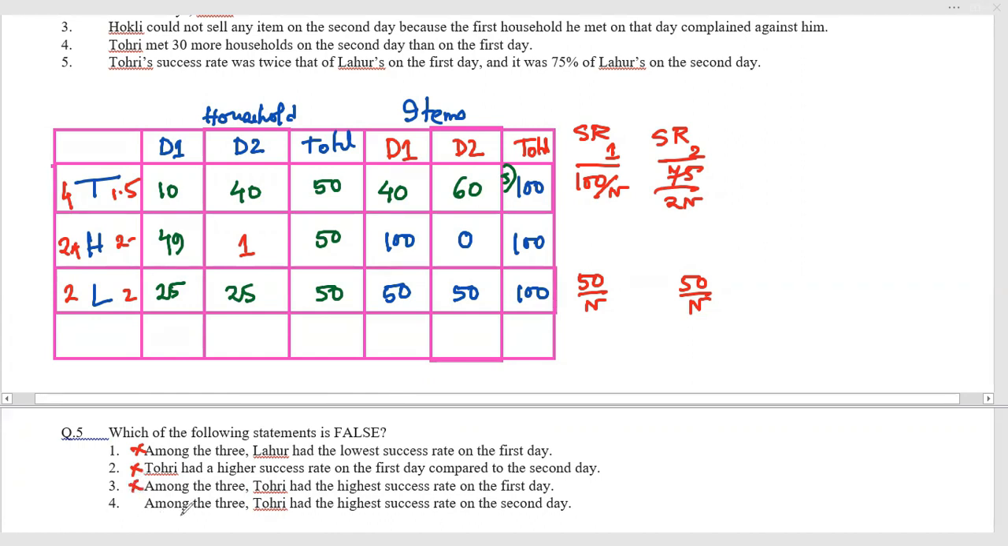So definitely this would be right. Among the 3T had the highest success rate on the second day. It is a false statement. It is not the highest, it is 1.5 and it is just less than 2. So answer is option 4.